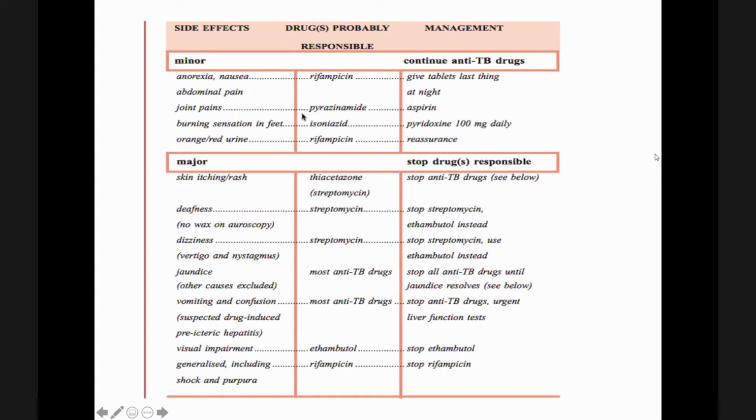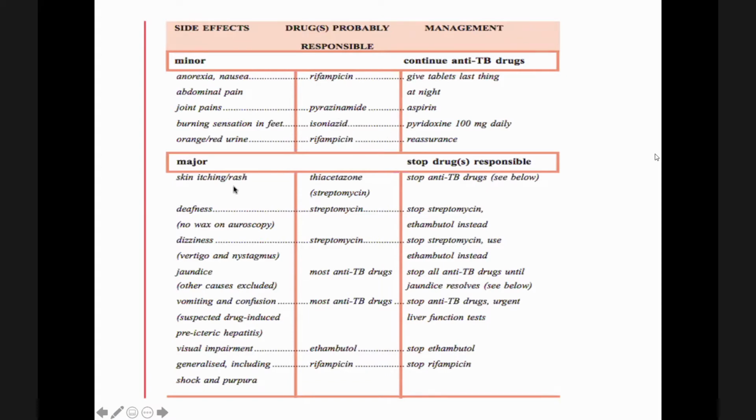Burning sensation in the feet is due to isoniazid, so you have to increase the dose. The patient has developed INH-induced peripheral neuropathy. In that case, you can use pyridoxine at a high dose of 100 milligram, whereas for prophylaxis and prevention you use only 10 to 20 milligram. Always explain to the patient that the color of the urine or any secretion, even the sputum or stool, can change to orange or red.